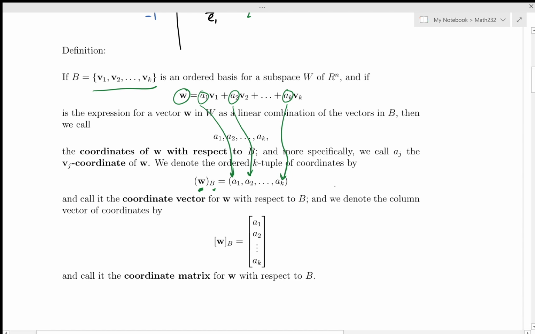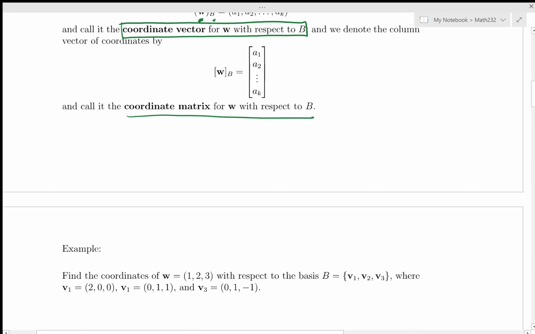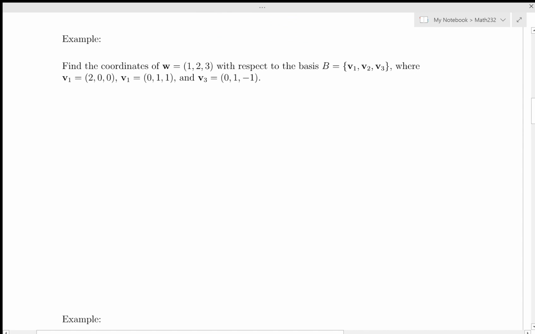Okay, so we call that the coordinate vector for W with respect to B. And if we put it in a column and put the little matrix indication on it, we call it the coordinate matrix for W with respect to B. Okay, let's just take a look at this. Find the coordinates of W, there it is, 1, 2, 3, with respect to the basis V1, V2, V3 given there.